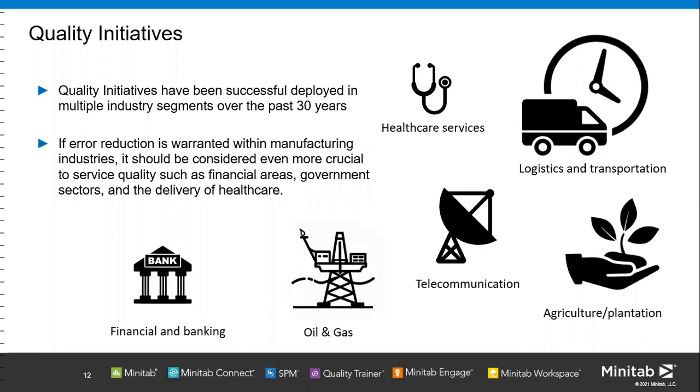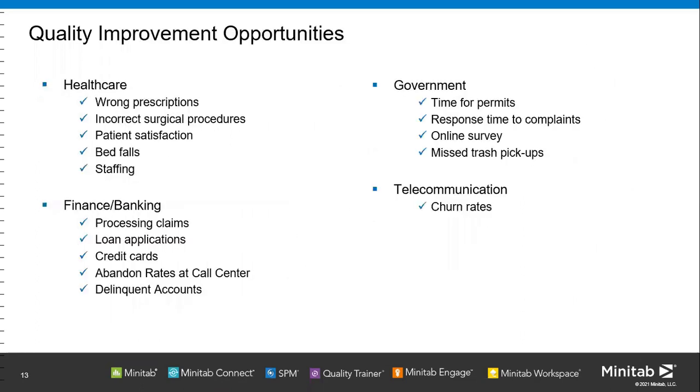non-manufacturing and manufacturing. So here we have some examples of how quality improvement can be implemented in non-manufacturing industries. For example, in healthcare, you want to assess wrong prescriptions or incorrect surgical procedures, patient satisfaction itself, bed falls and staffing. So all the processes inside healthcare. If let's say in finance or banking, maybe you want to look at the claim process, how long it takes, so what steps you want to reduce to improve the time to get the claim or sign on, and then maybe the loan application itself, going from manual, where you need to fill out the form and so on.